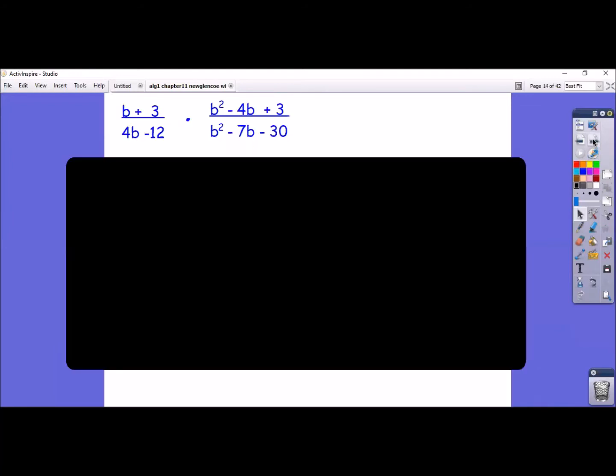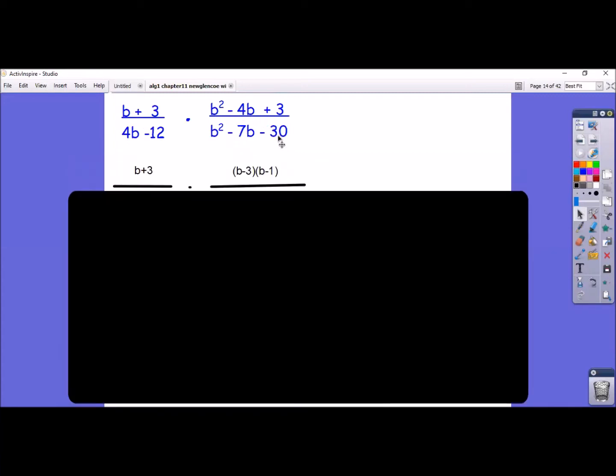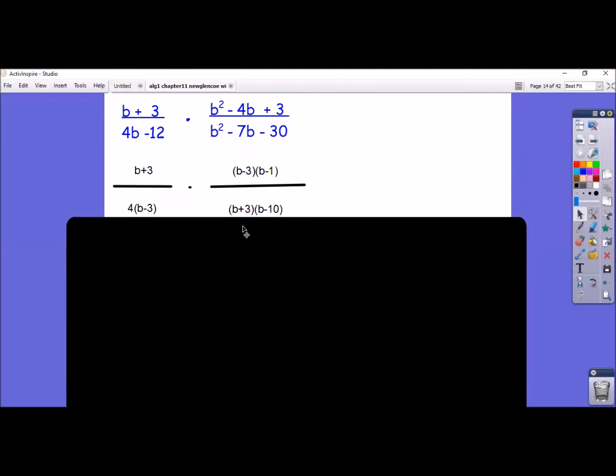So let me do another one. This one has binomials, and it also has some trinomials. There's a lot of factoring you need to take care of first. 4b minus 12, you can pull a 4 out. So we need to do that. The b plus 3 is fine. But these two trinomials, you know we got to factor. So we're looking at factors of 3 when added together give me negative 4b. It's going to be negative 3 and a negative 1. And when we factor the negative 30, let's see, that would be negative 10 and a positive 3.